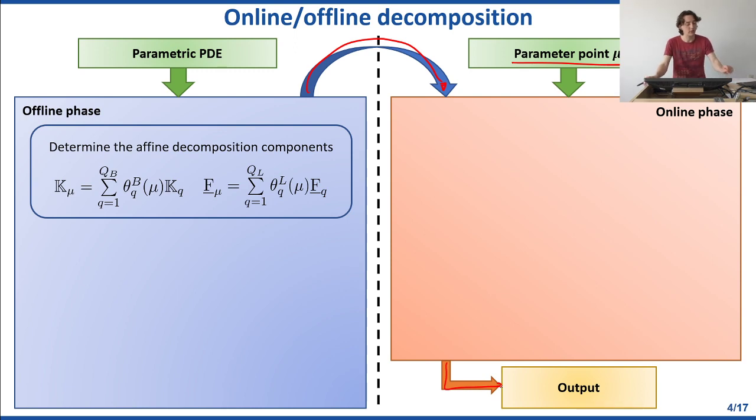So we're going to decompose the parametric partial differential equation into multiple stiffness matrices and multiple force vectors that each are completely independent of the parameter point and only in a multiplicative sense sum up to be the true stiffness matrix for the parametric partial differential equation for that parameter point.